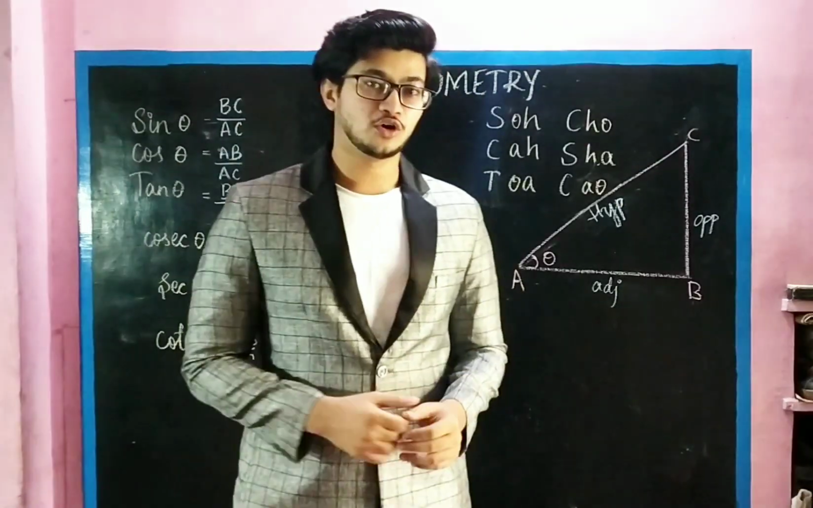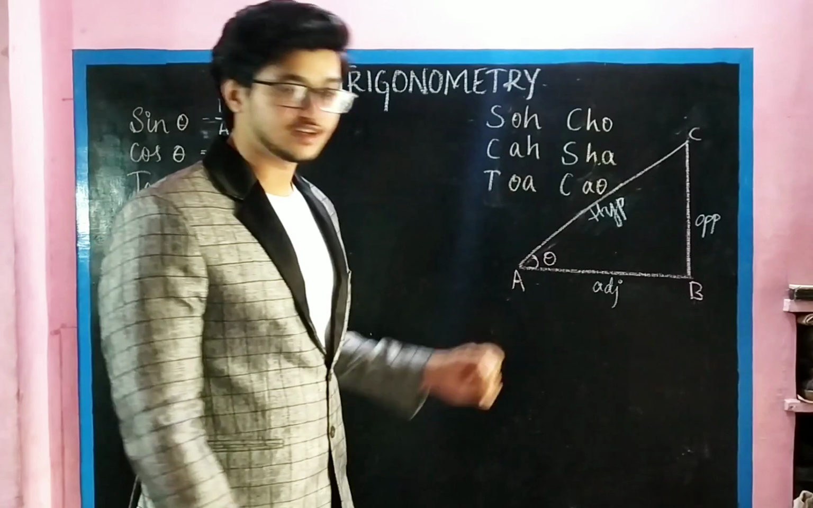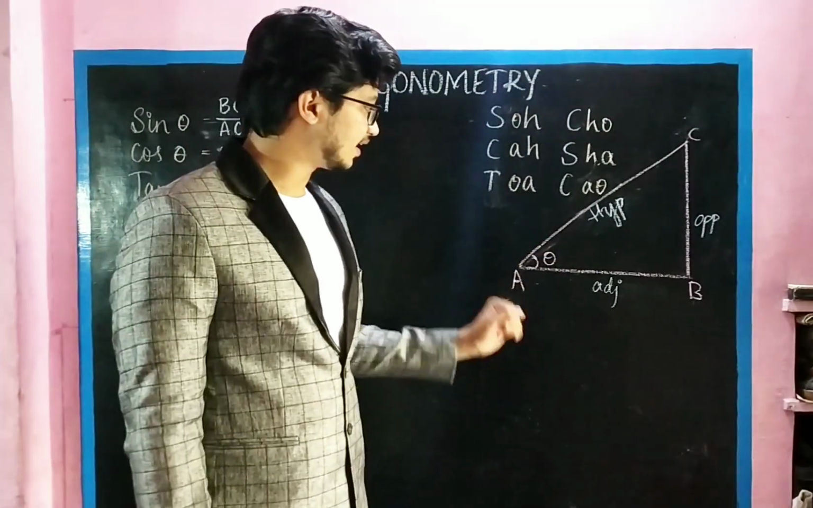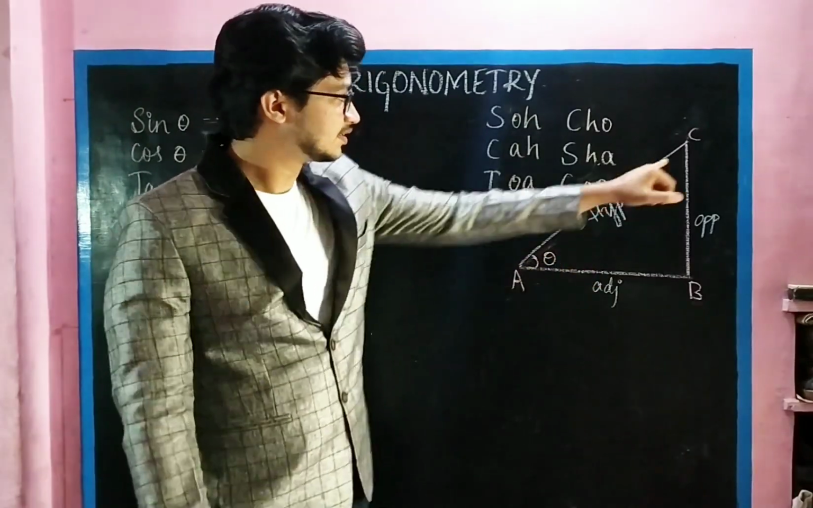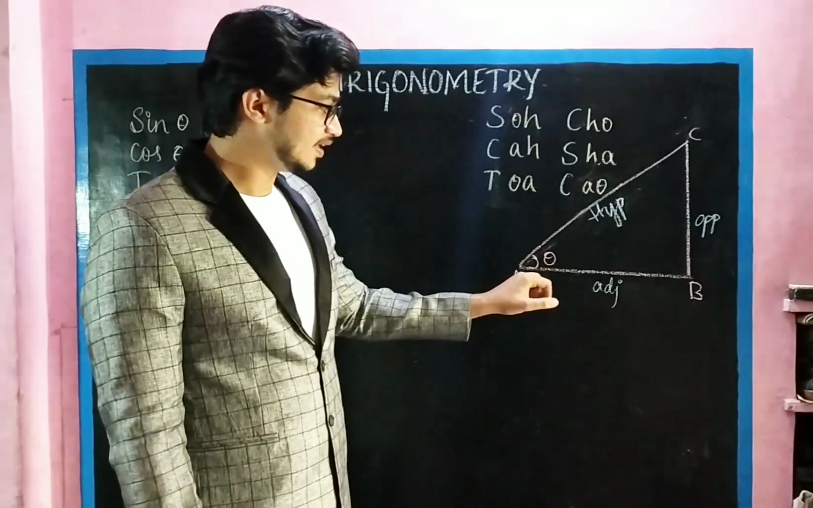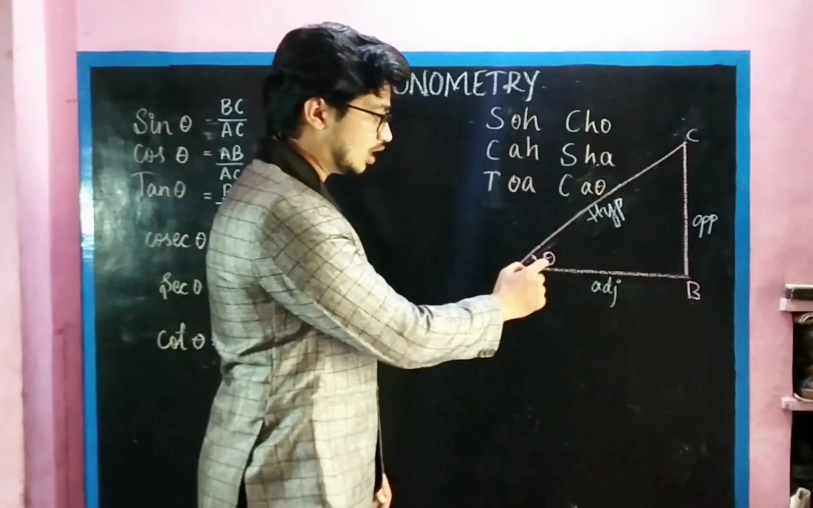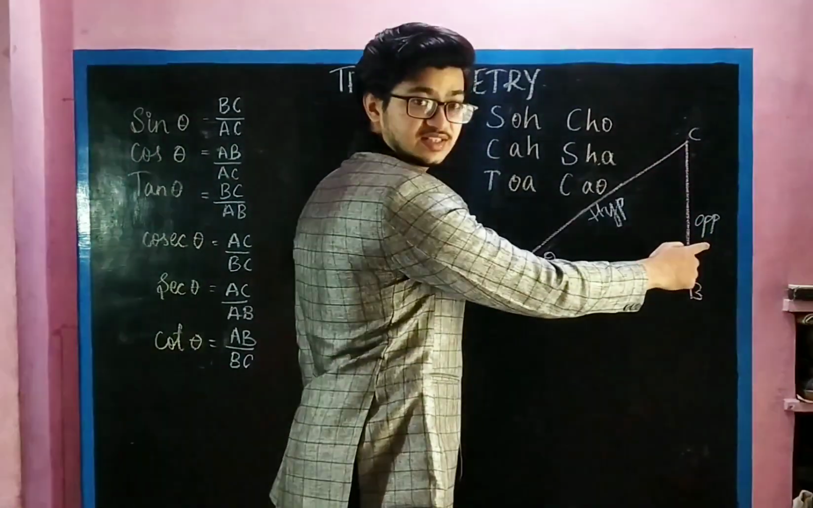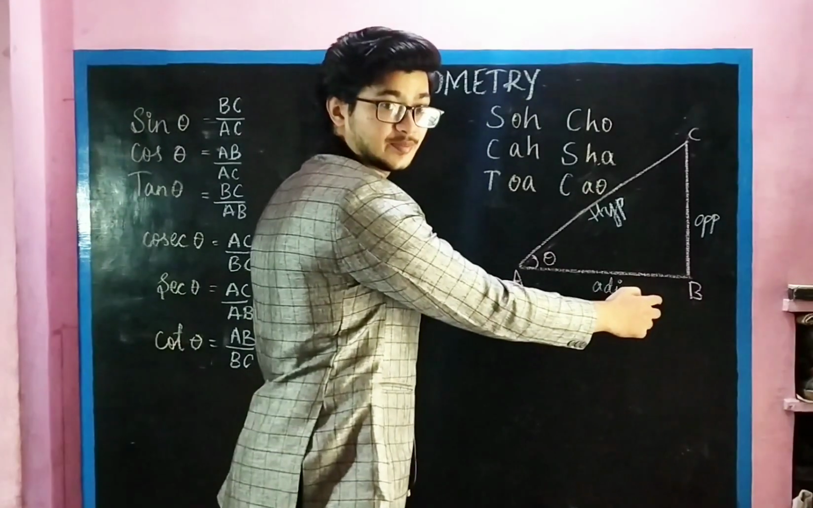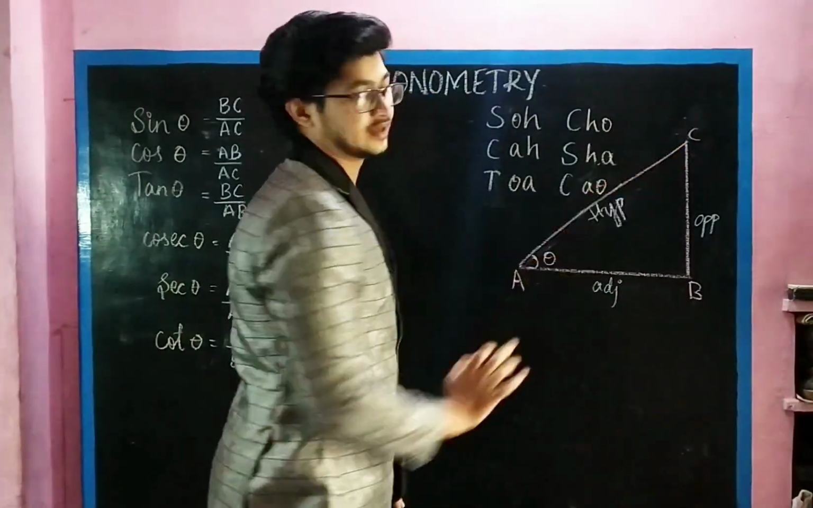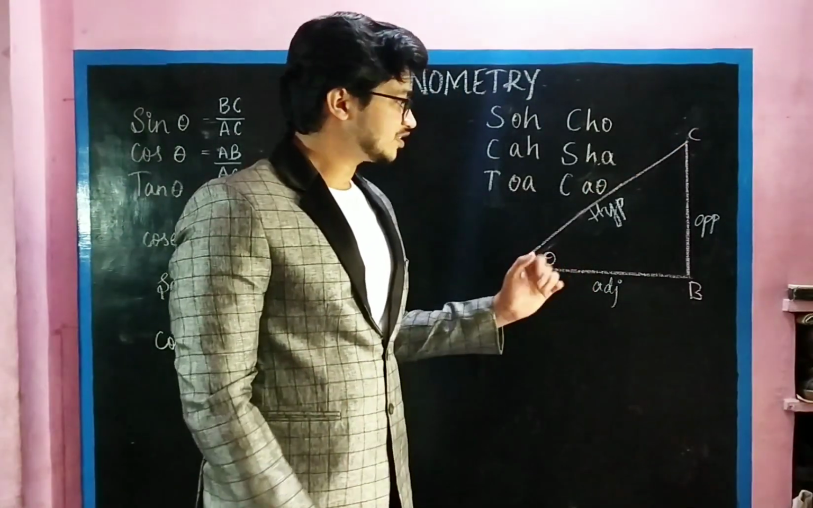Now friends, let me tell you how to write trigonometric ratios. To write trigonometric ratios, we need a right angle triangle ABC, right angle at B. So here hypotenuse is AC and the theta they have given at A. So opposite to it is BC. BC is our opposite side. Next, for theta, adjacent side is AB. Hypotenuse is AC.